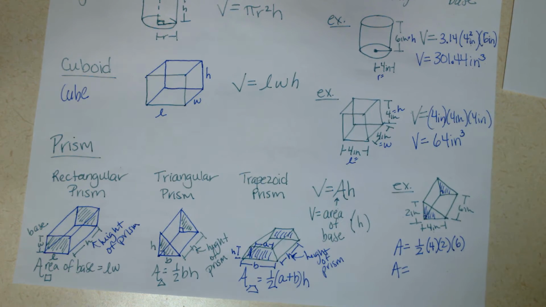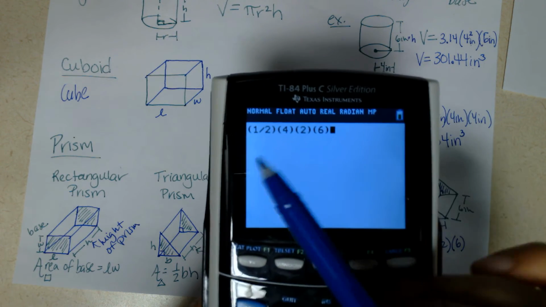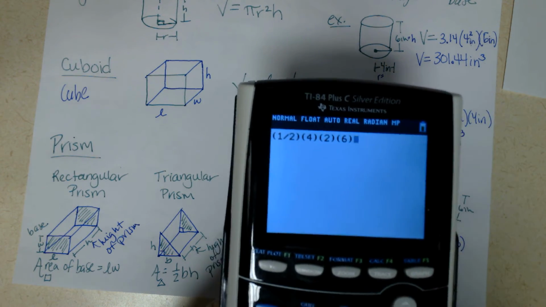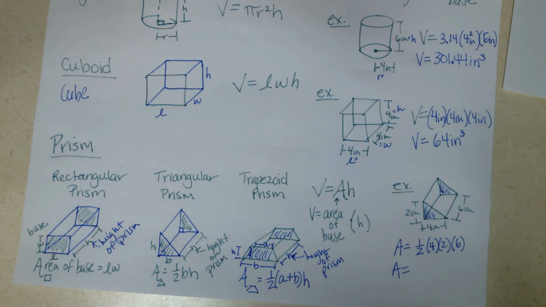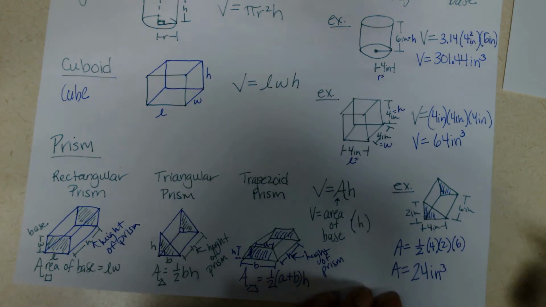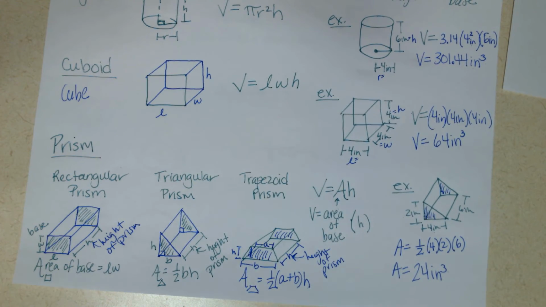You may use 1/2 or you may use 0.5. Please make sure if you do use 1/2 in the calculator, you are putting parentheses around it. If you do not, you are going to get the incorrect answer and be marked wrong. So pretty please make sure you have parentheses around this 1/2 times 4 times 2 times 6. And we're going to get 24 inches cubed because we are dealing in volume.